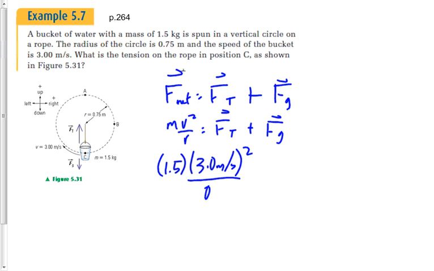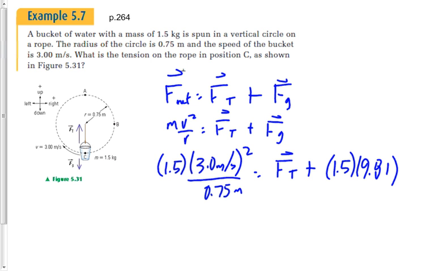That's probably the most common mistake that people will make here, forgetting to square the V. The radius is 0.75 meters. Ft is what we're looking for. How hard does the rope have to pull to do this? Or if this is a roller coaster problem, how hard does the track have to push up in order to do this? Right? Write this down. We add to that m times g, 1.5 times 9.81.